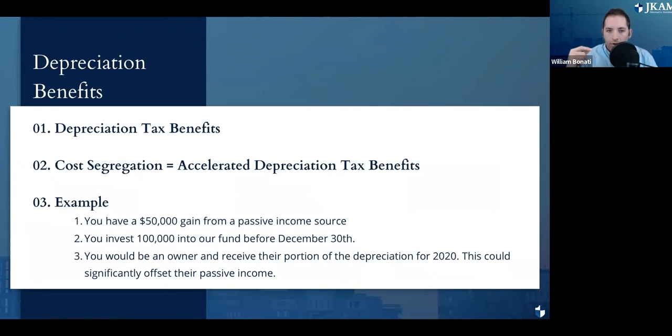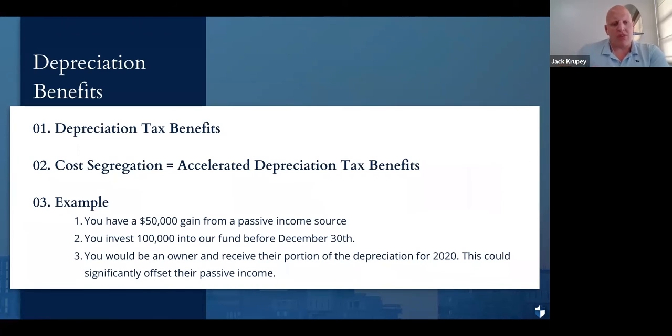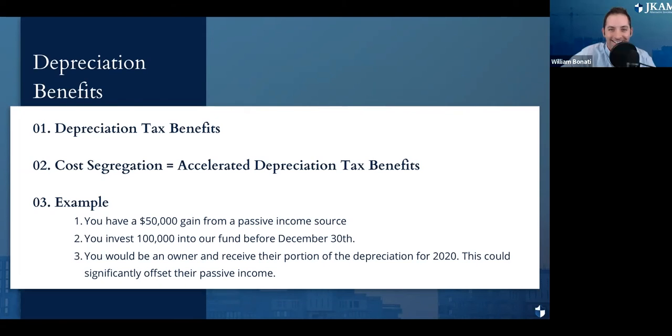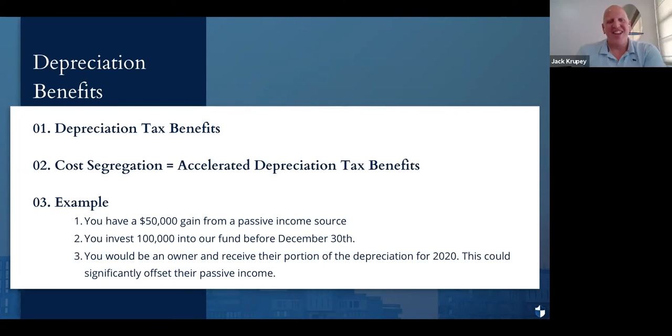So Jack, you touched on this a little bit before, but why don't you give the group a brief overview on the tax benefits? Sure. I think one of the best benefits of these real estate deals is that investors get an immediate tax benefit. If you're invested in the stock market, there's no tax benefit unless you're realizing losses, which is something you never want to do. Yeah, it's not a good strategy.